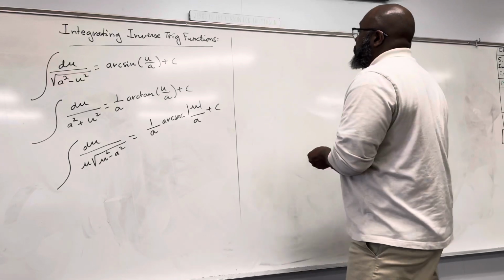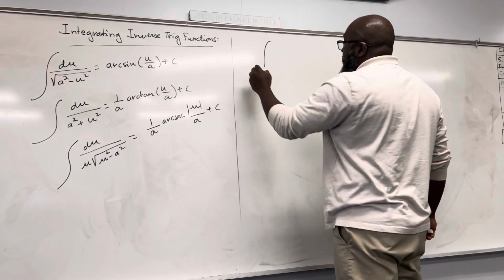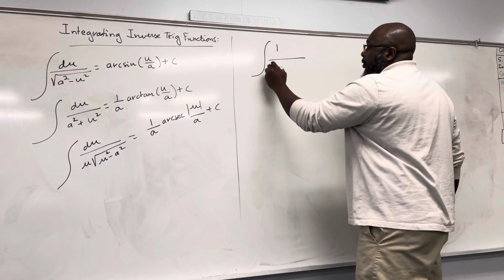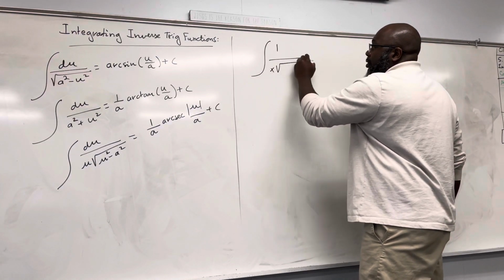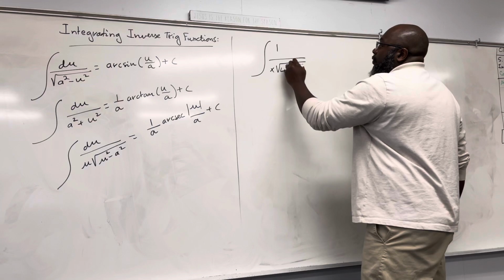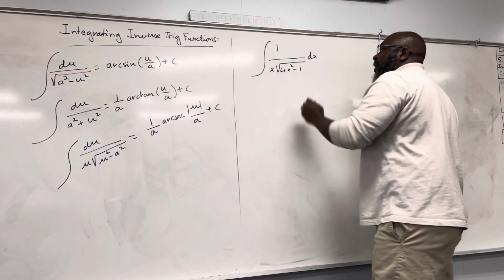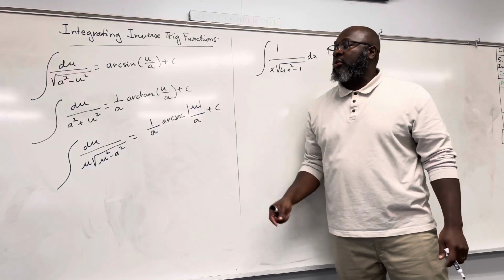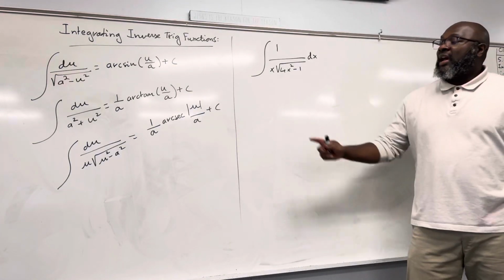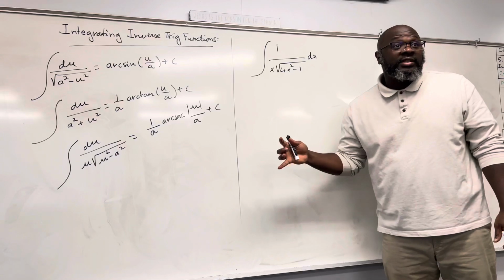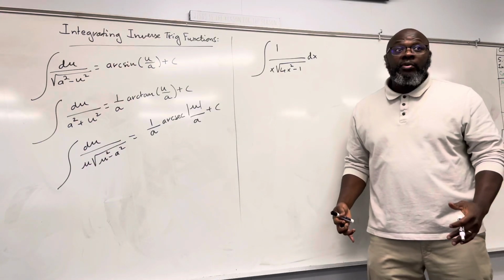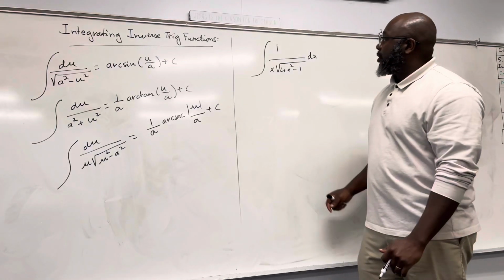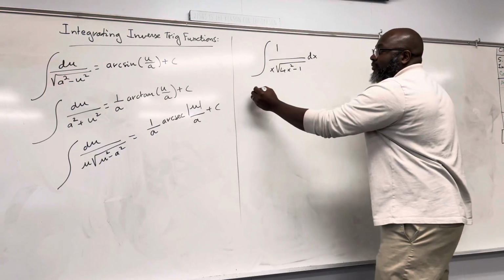So if you look at the very first problem, it's already hard. You have 1 over x square root of 4x squared minus 1 dx. If I look at the three separate forms, then you have to use the last one. How you use it is the question. So a would be 1. U would be 4x.